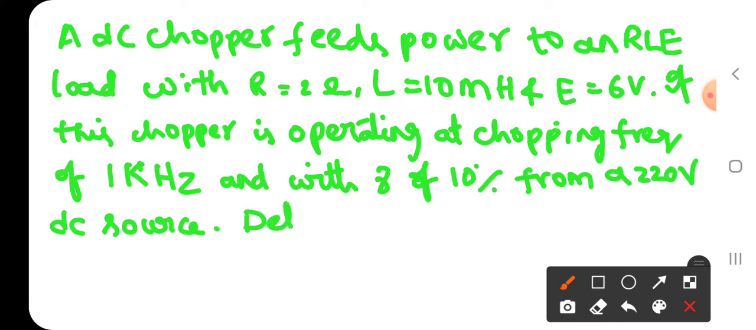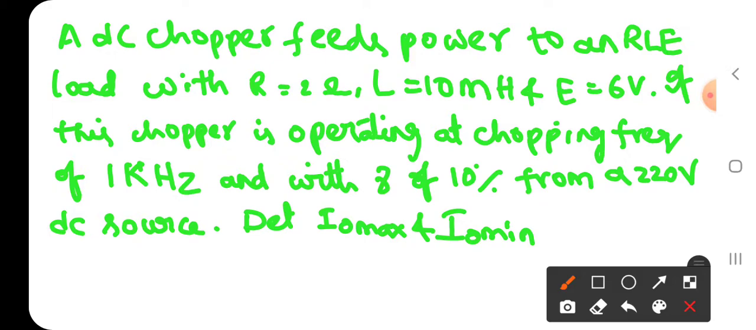Determine the maximum and minimum currents taken by the load. This is the problem they have given. It is very simple. You need to find just IO max and IO min. But here the thing is, you need to remember those formulas. If you don't remember, you cannot solve this.